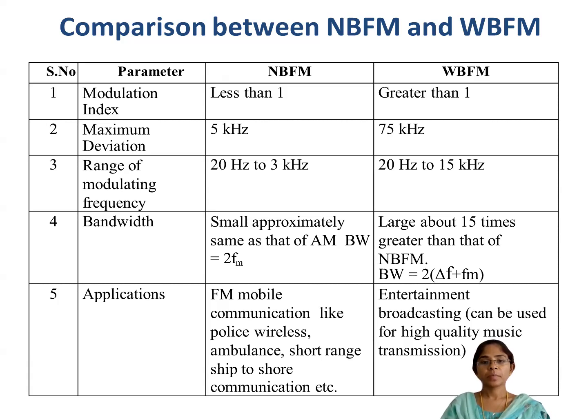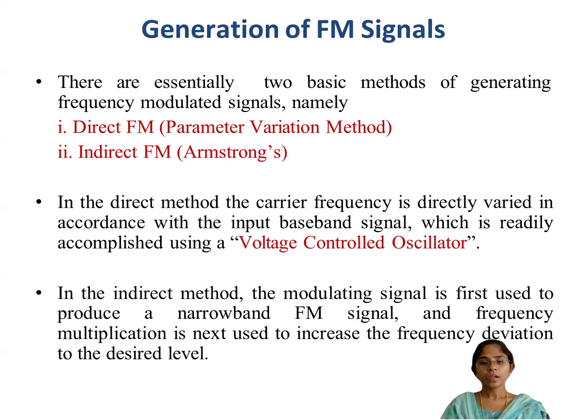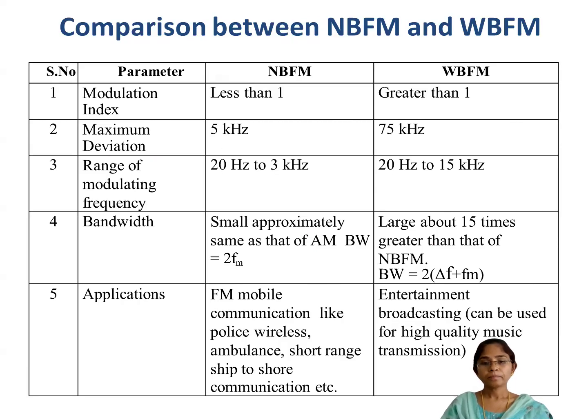Coming to the applications, narrowband FM is mainly used in FM mobile communications like cordless, wireless, ambulance, short range, ship. Wideband FM is mainly used in broadcasting.